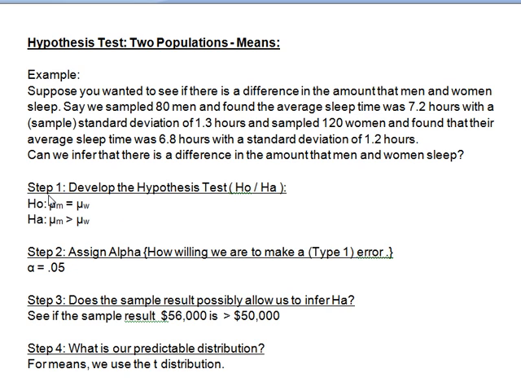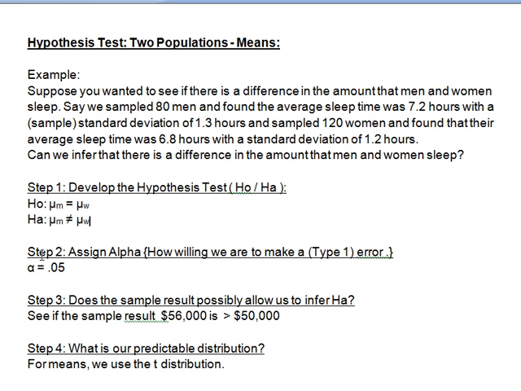Okay, so step one, we develop the hypotheses. With two populations, we have to have a mean for the one population and a mean for the second one. So this is a mean of the men and the mean of the women. And we want to see if there is a difference between them. So mu sub men is different from mu sub women.